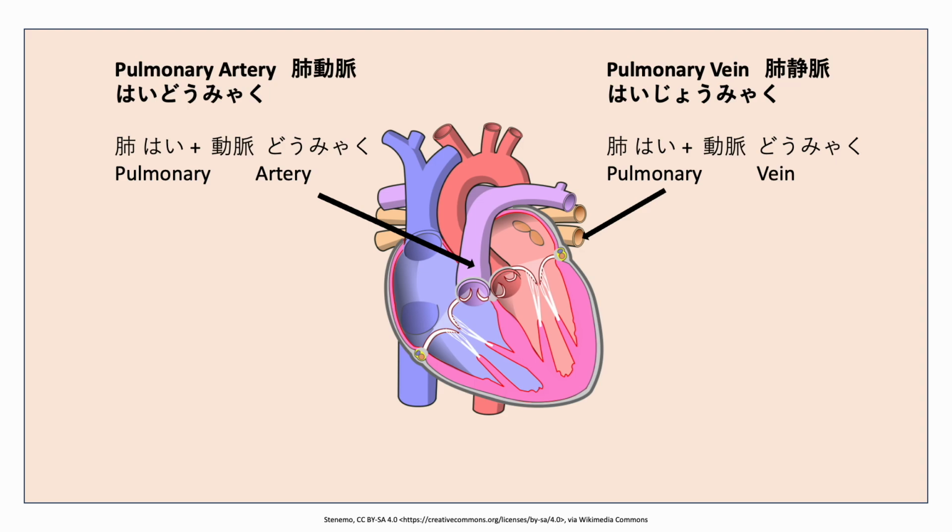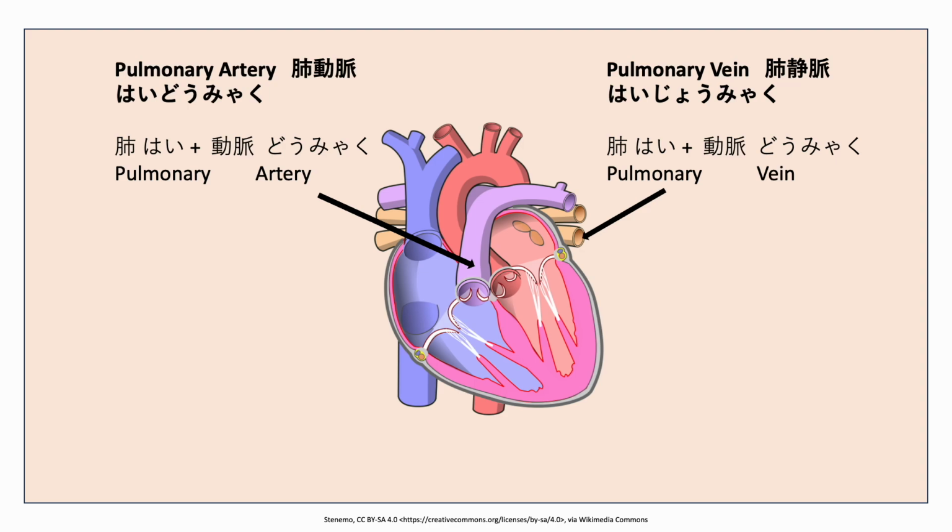So the word for pulmonary artery is haidomyaku. Breaking it down, we first have the kanji hai for lung, which is being used as a prefix to mean pulmonary, followed by the word for artery, domyaku, which we covered earlier, together making haidomyaku or pulmonary artery.